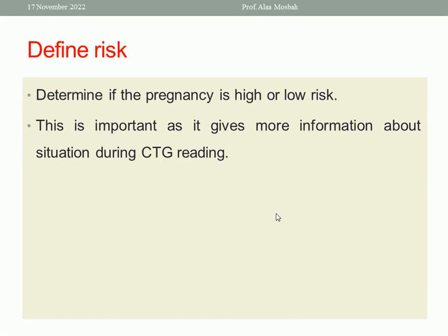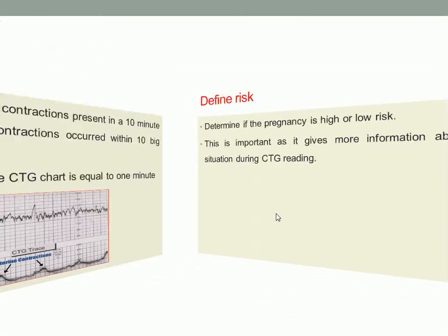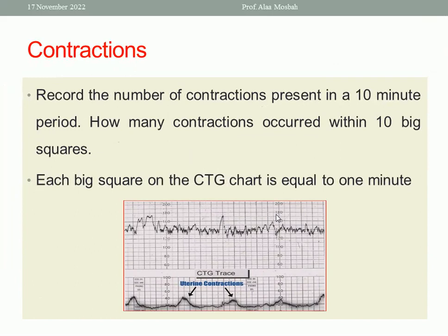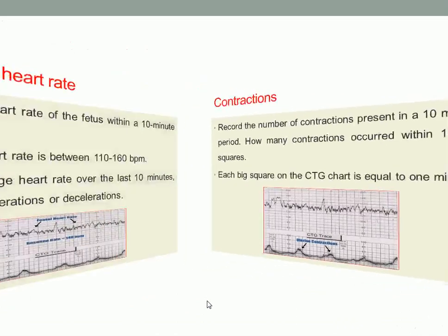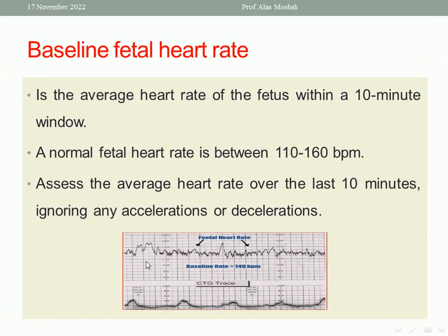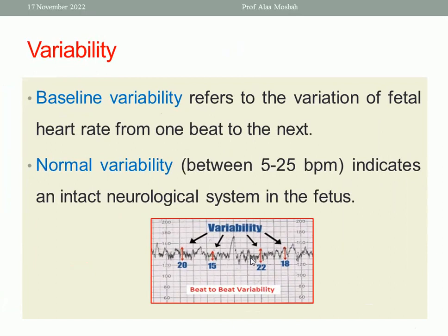Okay, this is what I said before. First, define the risk, high risk or low risk patient, and the contractions, the number of contractions per 10 minutes, as in this picture. Then detect the baseline fetal heart rate, avoiding the acceleration and deceleration, and take the baseline. The variability from one beat to another, as I said before, is 5 to 25 beats per minute from one beat to the other.